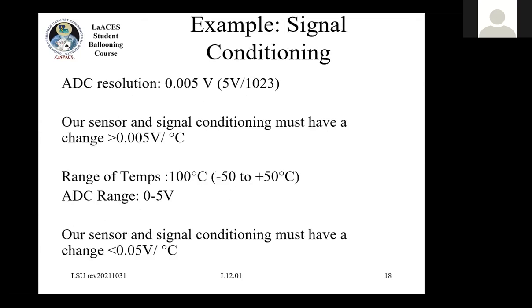So if we go back to the example we've been working on, and look at the ADC, its resolution is about 0.005 volts. What that means is if we want to be able to see a single degree change, the signal on the output side of our sensor and signal conditioning that leads into our ADC has to change by more than 5 millivolts for every degree C.